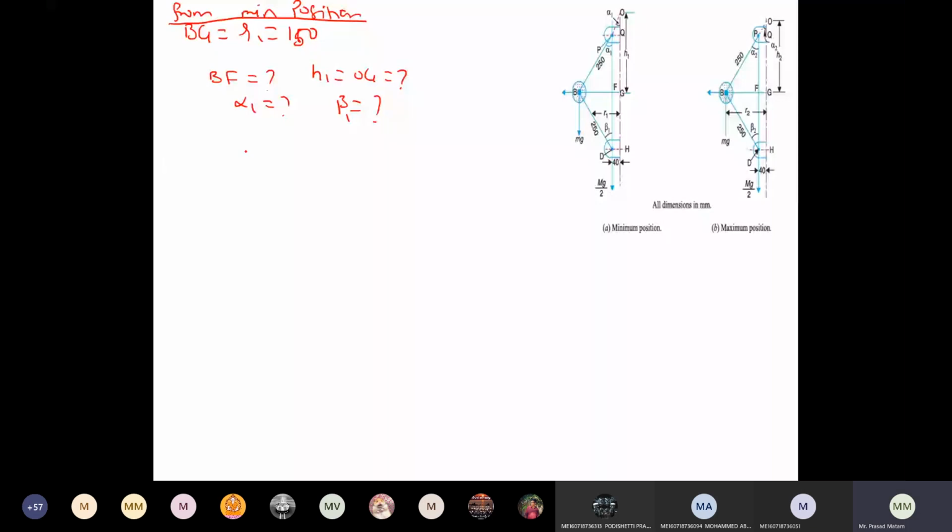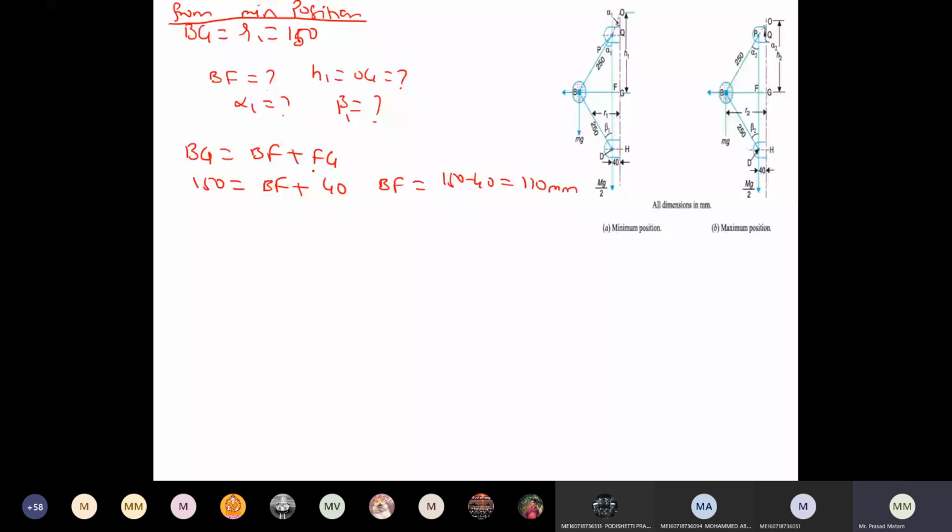How to find BF? From BJ I can go. That is BF plus FG, where BJ is 150 mm, BF I don't know, and FG is 40 mm. From this, what is the BF value? 150 minus 40 comes as 110 mm. BF we got.